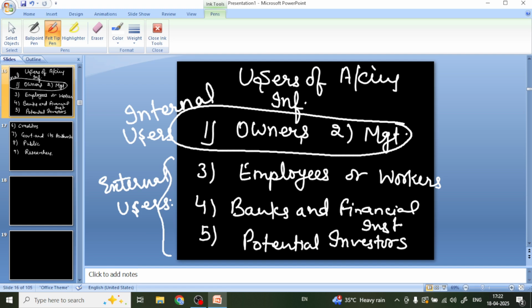Who is management? Management includes persons who are involved in making strategy, policy decisions, as well as running day to day operations. Now, external users, employees and workers. These are those people who work for an enterprise, and they get wages, salaries, bonus, etc. as a remuneration. Banks and financial institutions are those organizations who provide loans to business enterprises. Potential investors are those people who want to invest in the enterprise.